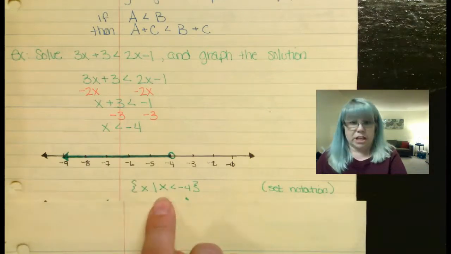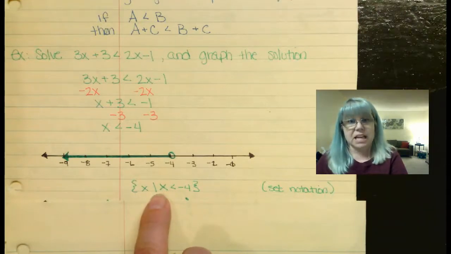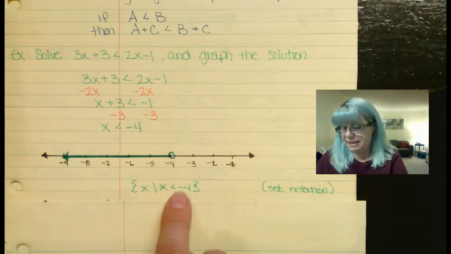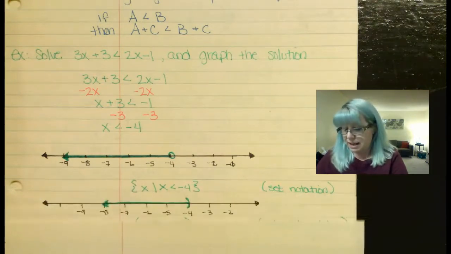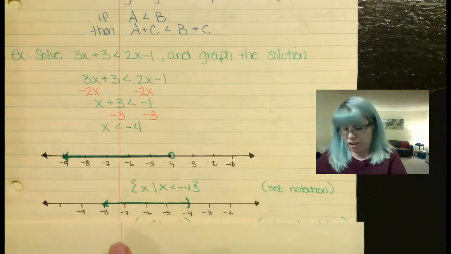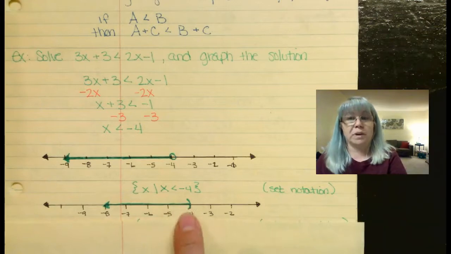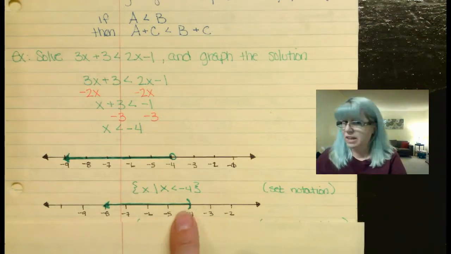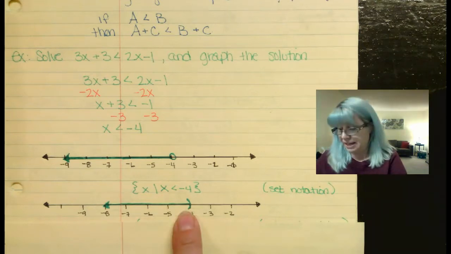In set notation, it would be x, and this line means such that, x is less than negative 4. That's a whole entire set of x's. If I want to write it in interval notation, instead of an open circle, I'm going to use an open parenthesis. So everything else remains the same, but I'm going to have an open parenthesis.